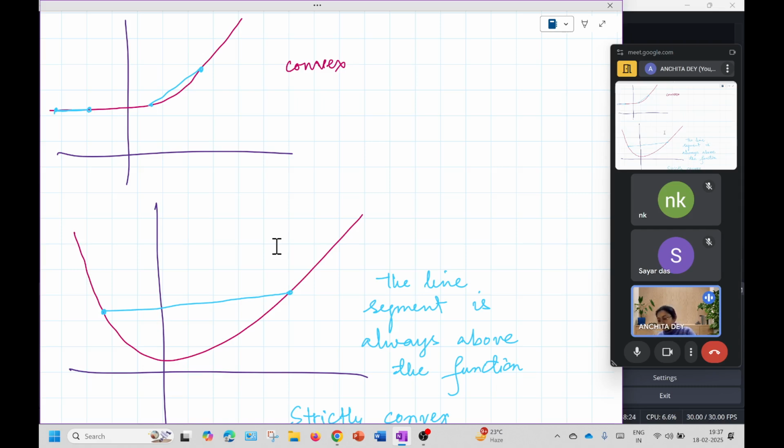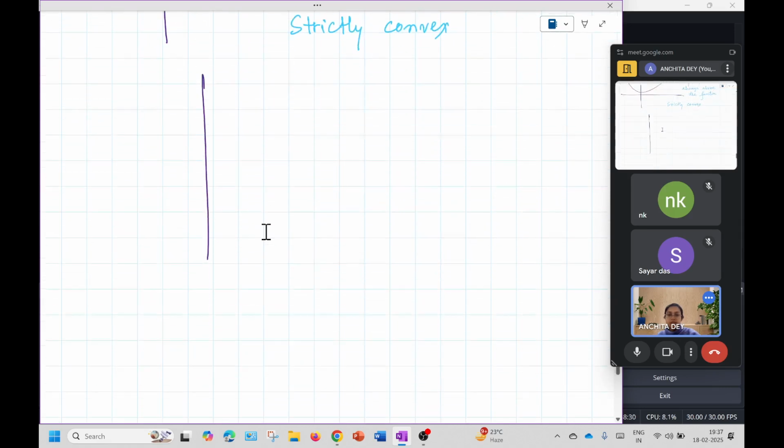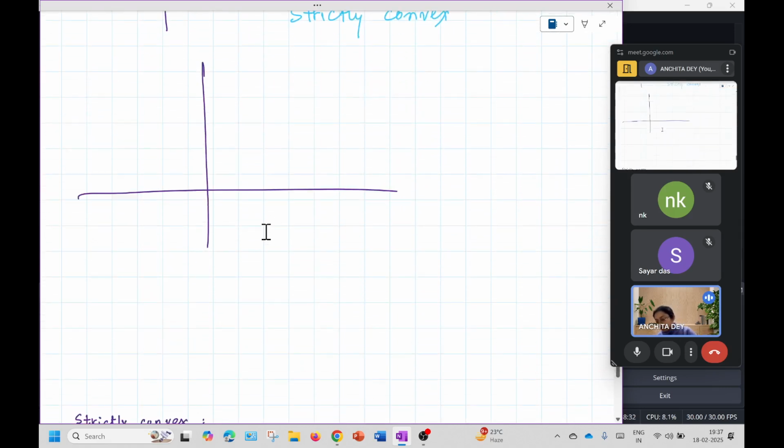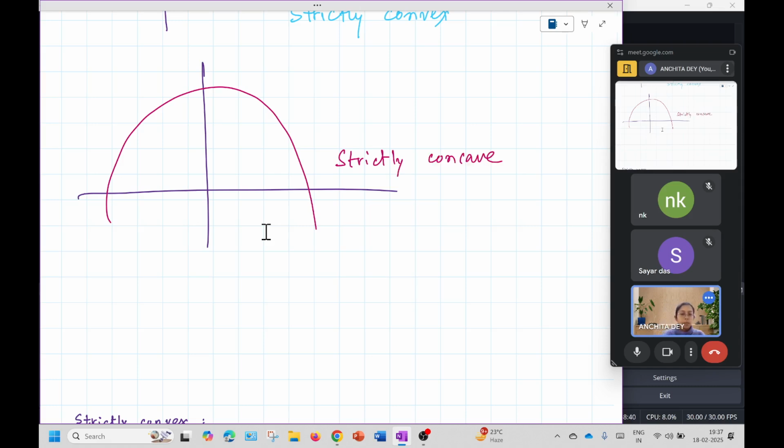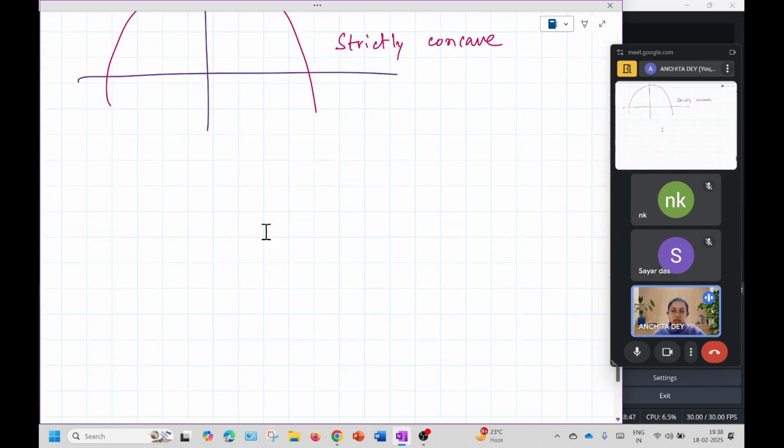Similarly, you can draw the opposite of it. Say you have a function like this. Now this is your strictly concave function. Okay, so that's the idea about strictly convex and strictly concave. So I'll just remove it because I already talked about it.